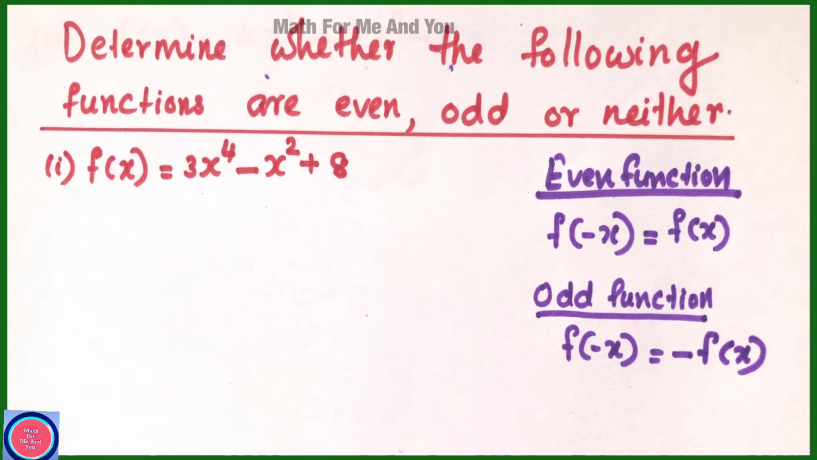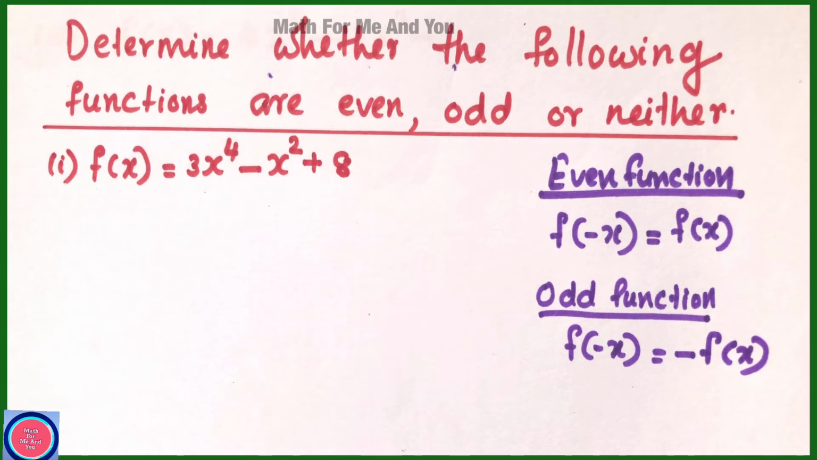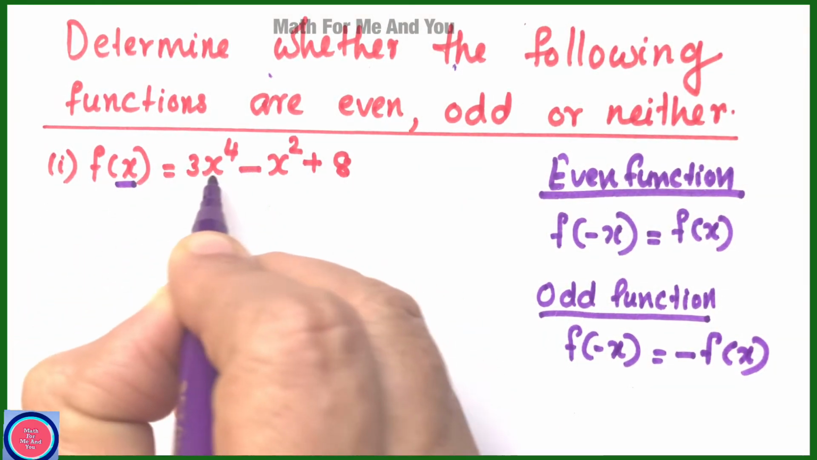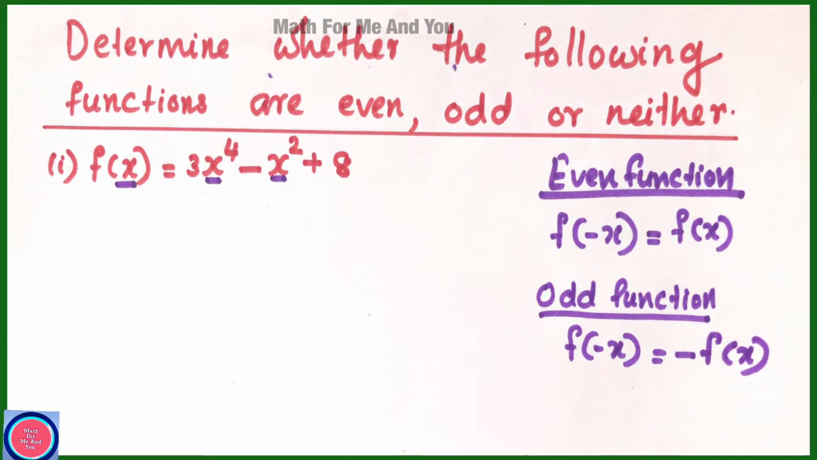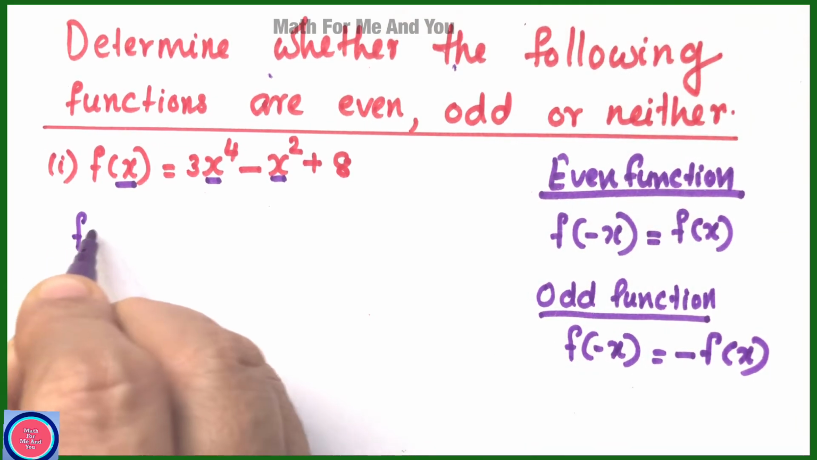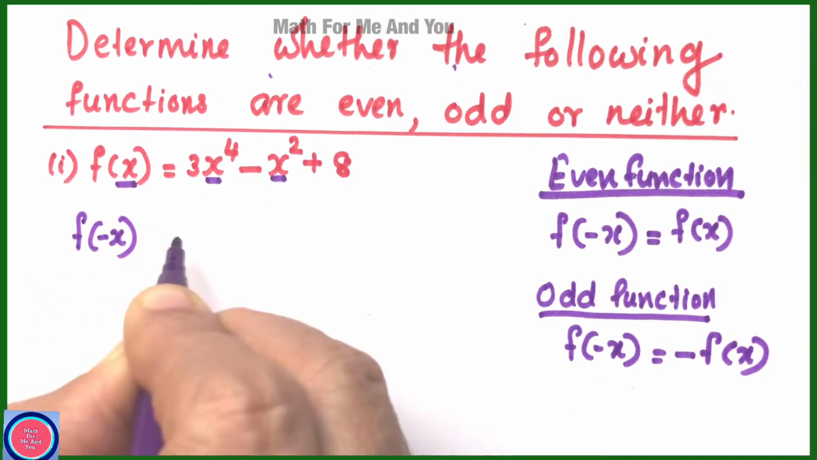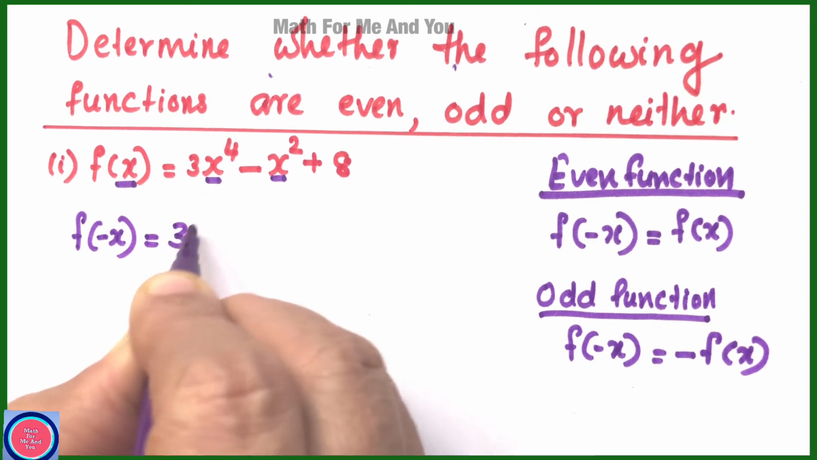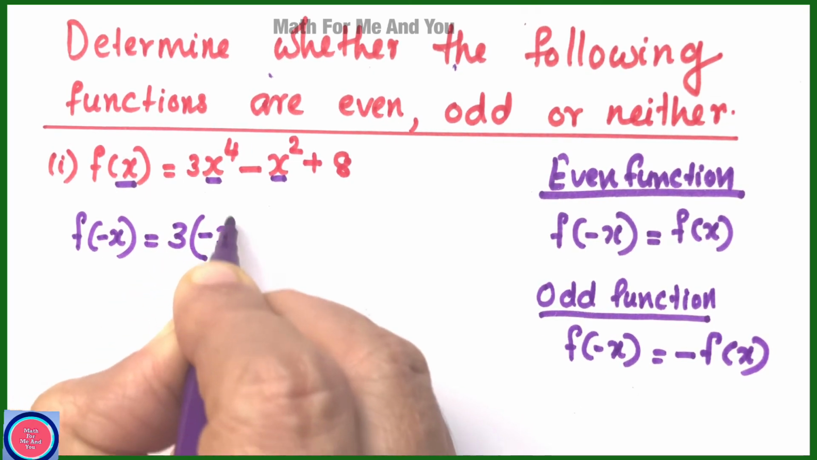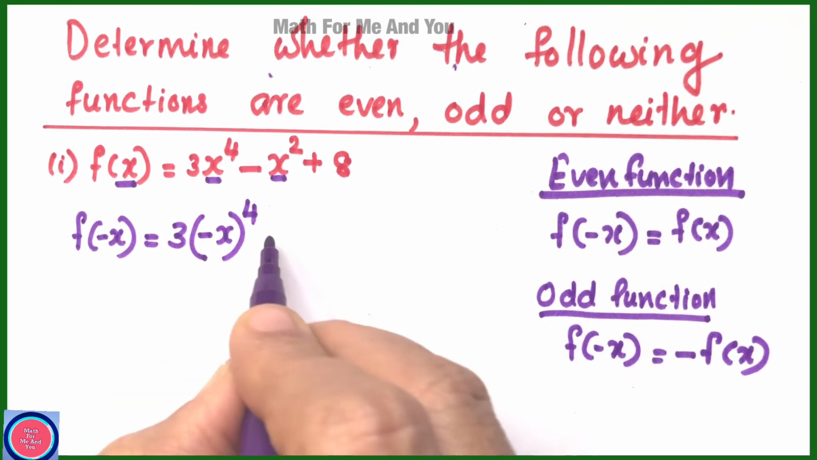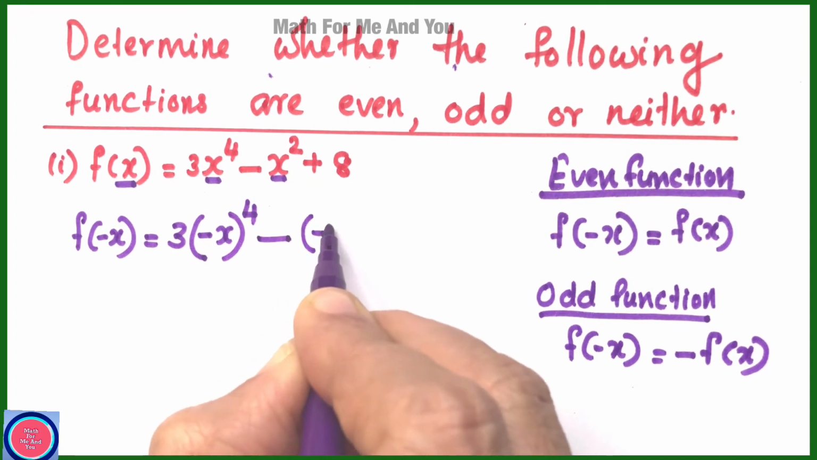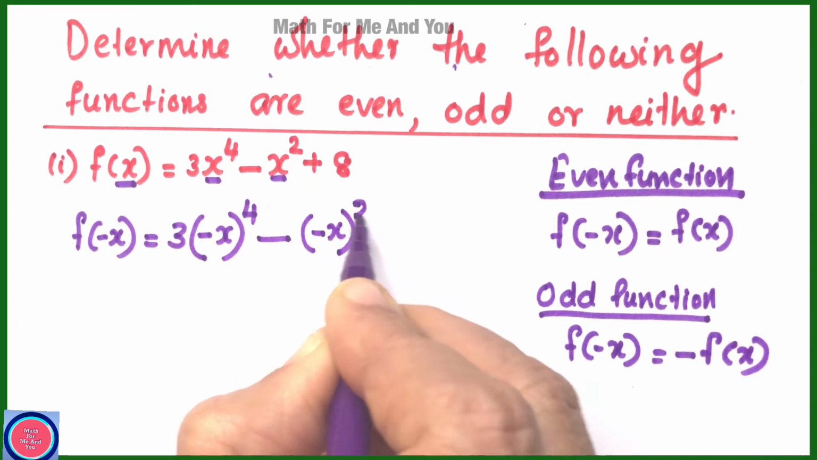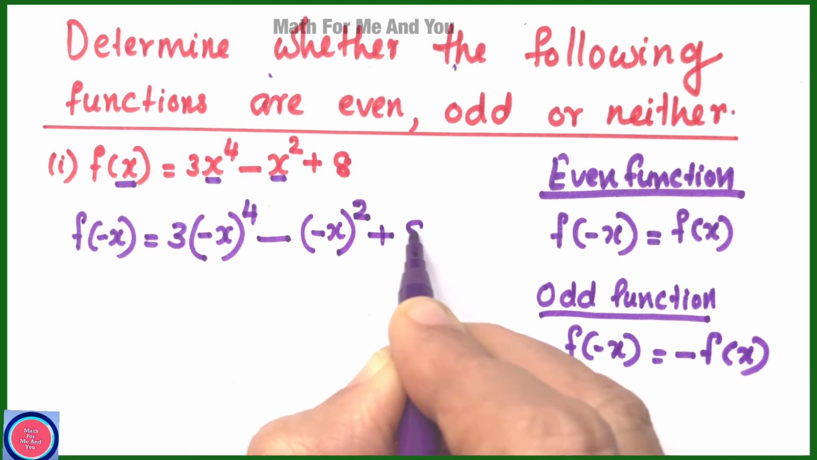Okay, let's practice. Here the given function is f of x equals 3x power 4 minus x square plus 8. We are going to replace x with minus x. On the left side, we get f of minus x. And on the right side, 3, then I use a bracket to write minus x with power 4. Again, I use a bracket, write minus x, and this time the power is 2, plus 8.